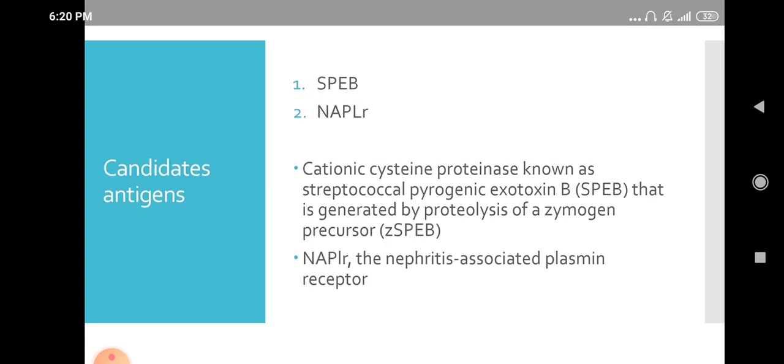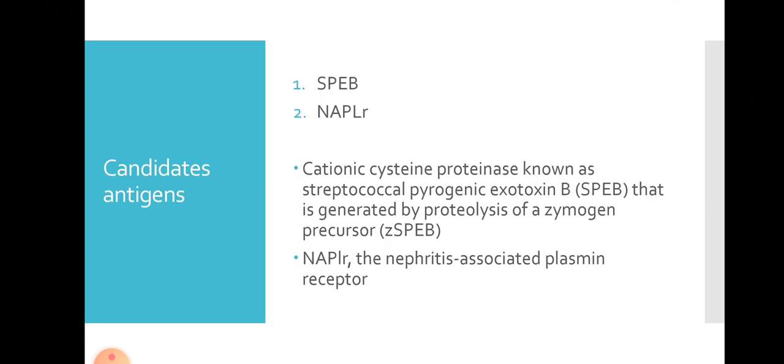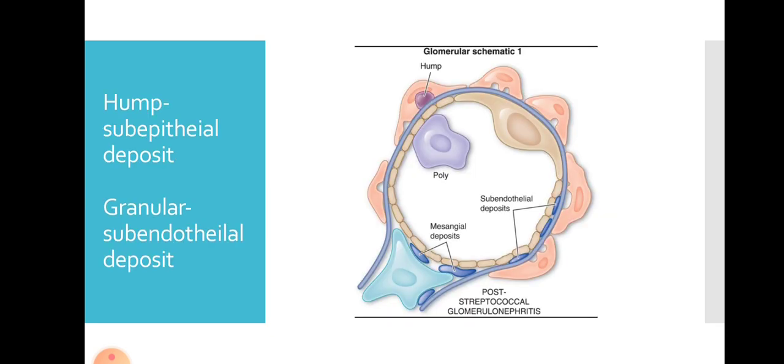The candidate antigens are SPEB, which is streptococcal pyrogenic exotoxin B, which is actually a cationic cysteine proteinase generated by proteolysis of a zymogen precursor, and NAPLR, which is nephritis associated plasmin receptor.